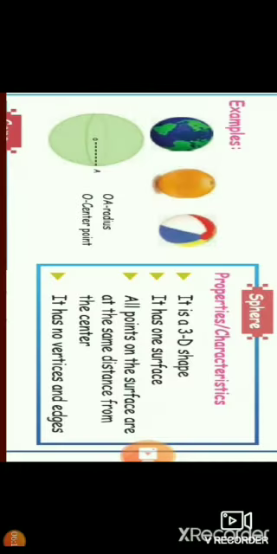Our next one is the sphere. A sphere is also a 3D shape. It has only one surface. All points on the surface are at the same distance from the center. Some examples given here are a globe, an orange, and a ball. It has no vertices and no edges. It is a closed surface.